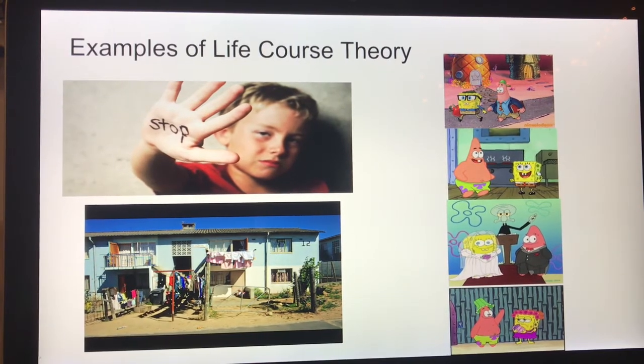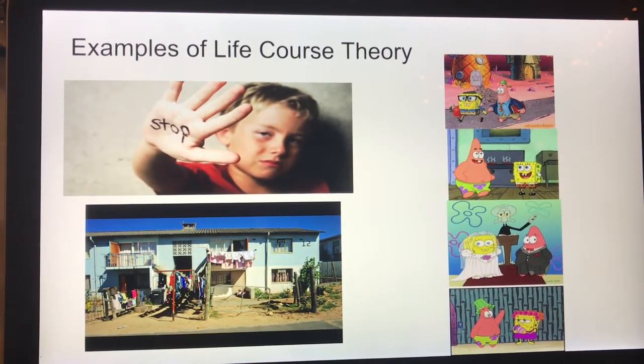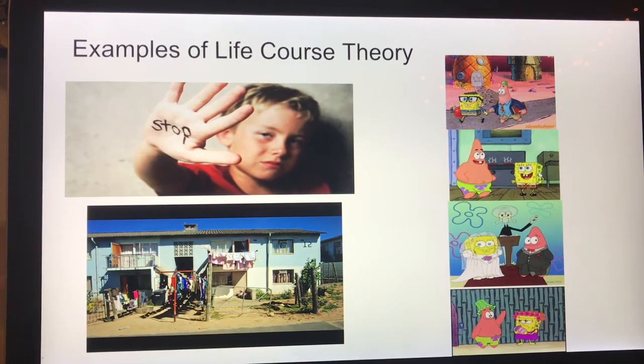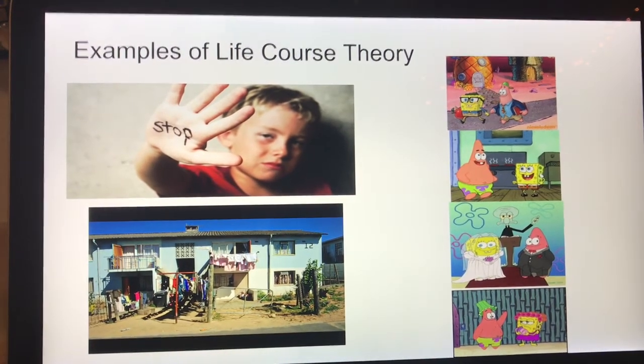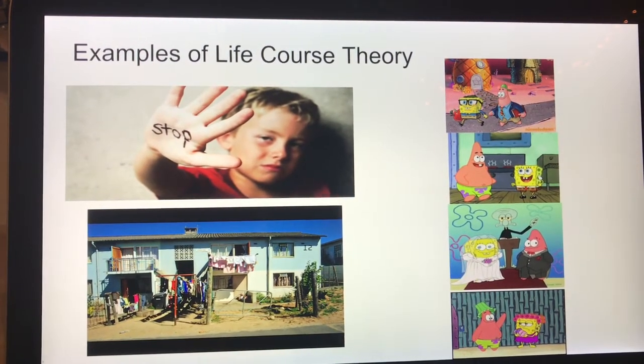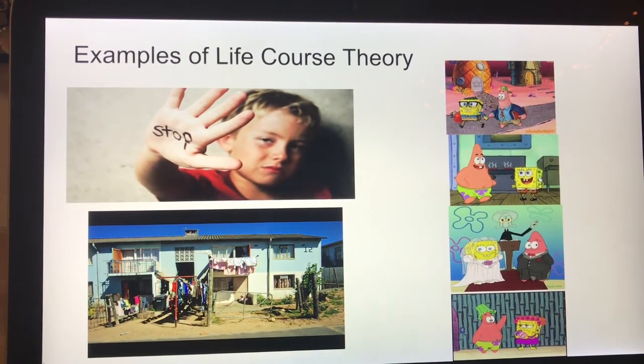Another example is physical abuse. Physical abuse causes a child to be antisocial. When a child is antisocial, they are more susceptible to bullying, which creates feelings of anger, resentment, and isolation.